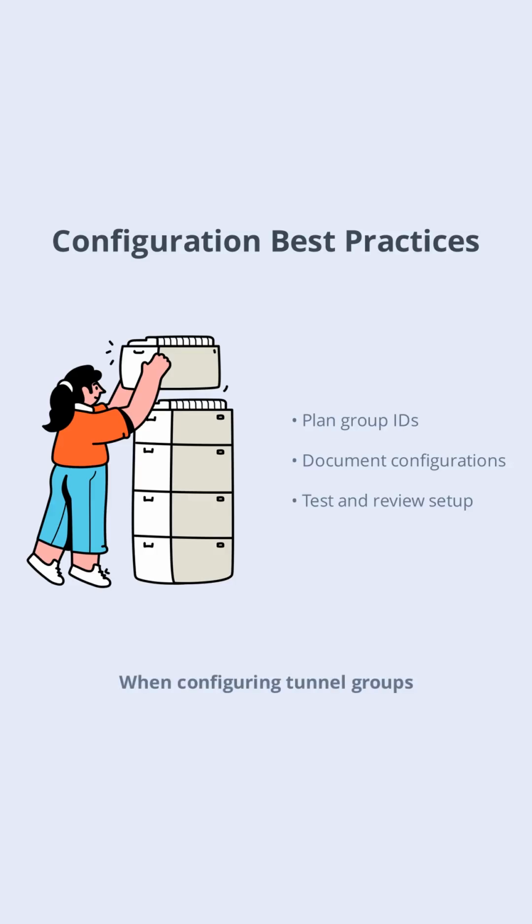When configuring tunnel groups, it's important to plan your group IDs carefully. Assign unique IDs to each logical group, and ensure that hub routers are left without a group ID if they need to connect to all sites. Document your configuration and test connectivity between groups to verify that your policies are working as intended. Regularly review your setup as your organization grows or changes, and adjust group IDs as needed to maintain optimal performance and security.